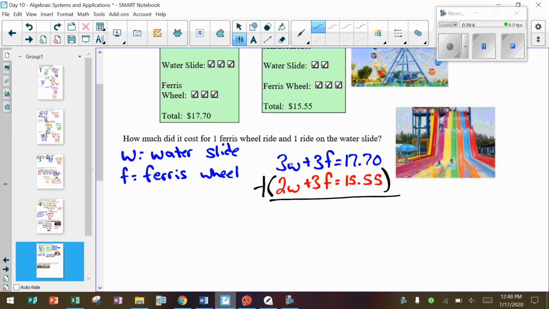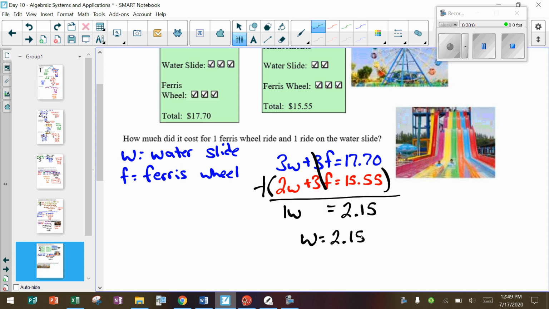So I'm going to do 3W minus 2W, which is 1W. 3F minus 3F cancels out. And then I do $17.70 minus $15.55, which is $2.15. So right there, I get one water slide ticket costs $2.15.